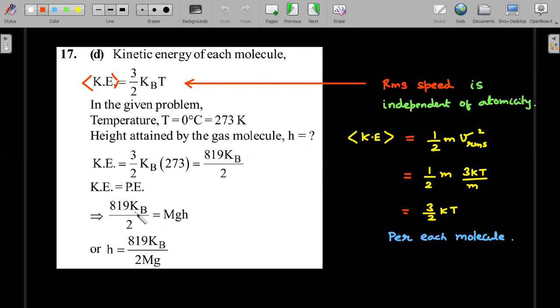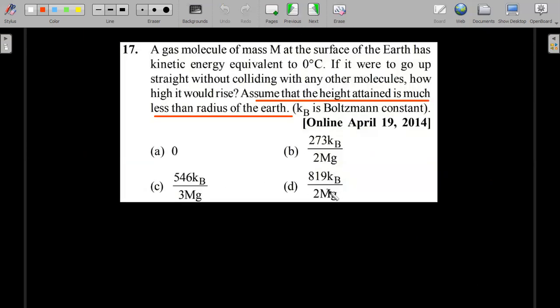So the KE is lost and PE is gained, and you're equating, and please make sure that you write the T in the Kelvin form, and that's why these big numbers will come into the picture. Okay, so the answer should be D, which is this.